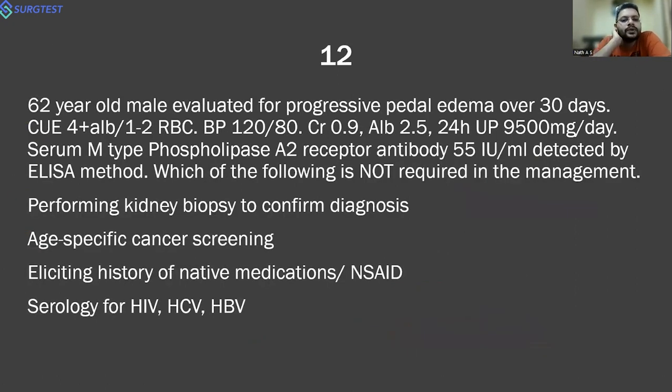Question number 12. A 62-year-old male is evaluated for progressive pedal edema over 30 days. Urine examination shows 4 plus albumin, very few RBCs. BP is normal, creatinine is normal, albumin is very low, 24-hour urine protein very high. Serum M-type phospholipase A2 receptor antibody is 55 international units per ml, detected by ELISA method. Which of the following is not required in the management?